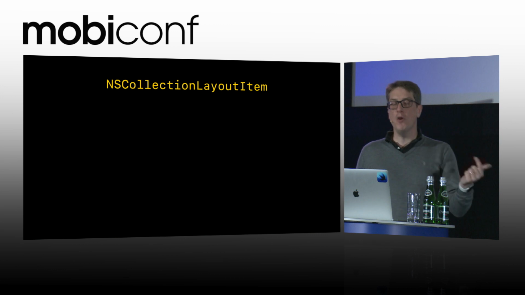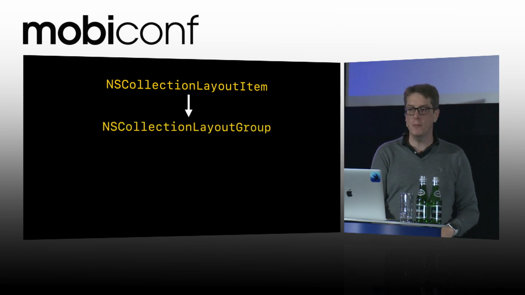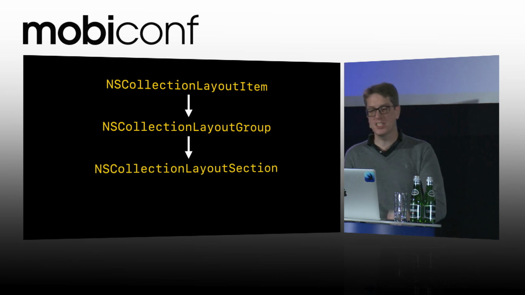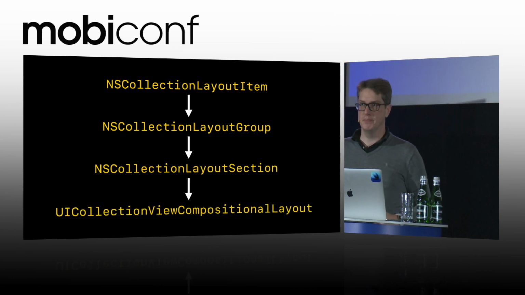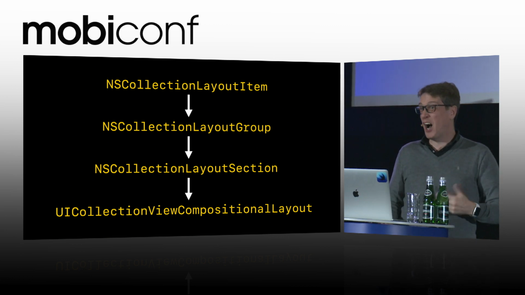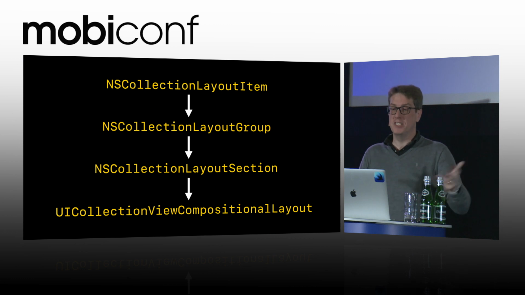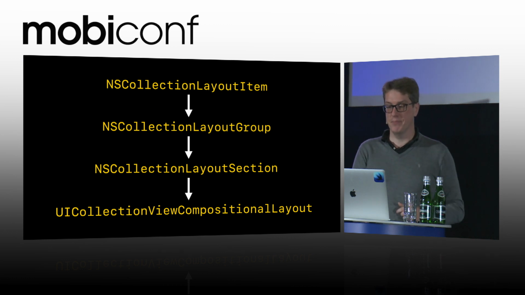So, one or more layout items goes into a group. One or more groups goes into a section. One or more sections goes into the compositional layout. Now, sometimes, as in our picture at the top here, groups aren't really needed. They're not really doing very much. You still have to have them, but there's basically a shim between items and sections.